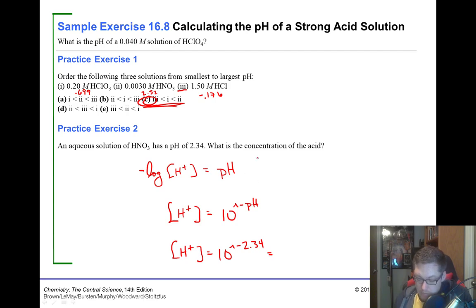We get 0.00457, so how many sig figs? 2 sig figs, so 4.6 times 10 to the minus 3. And because it's a monoprotic strong acid, this concentration is equal to the concentration of your acid. So there's your answer. Fun stuff.